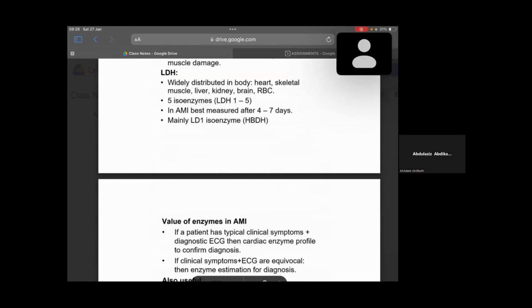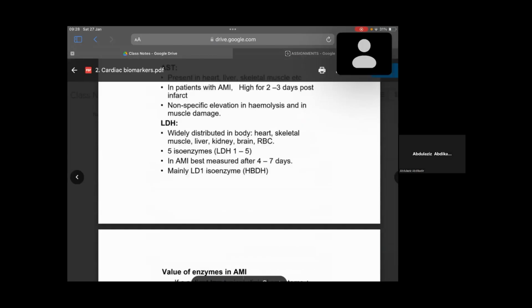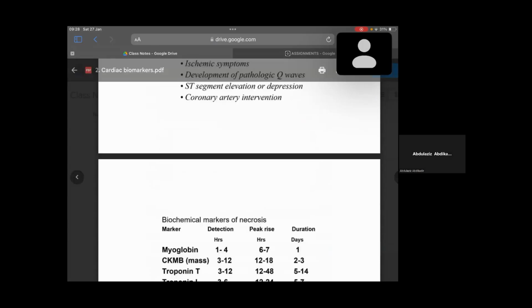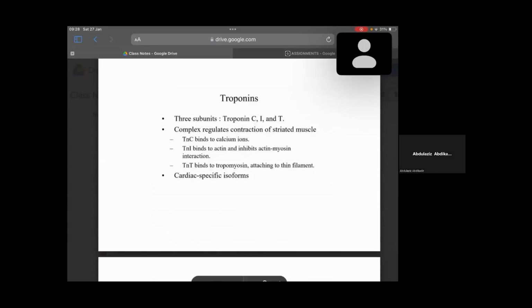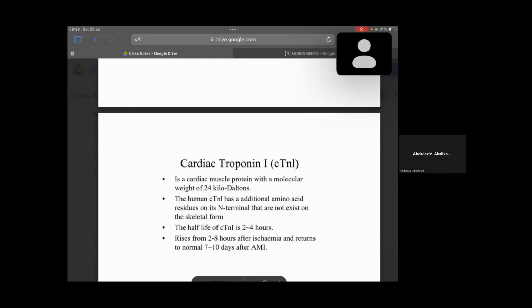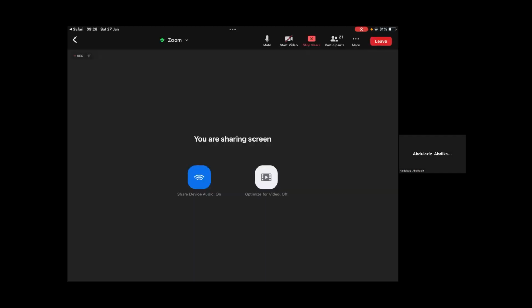Which part of the troponin is equal? Give me 1 minute. Yeah. What exactly about the troponins you didn't understand?